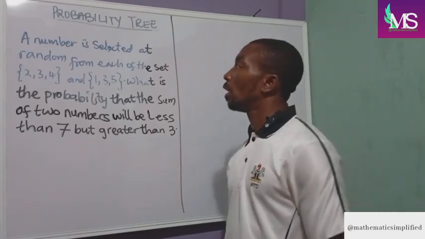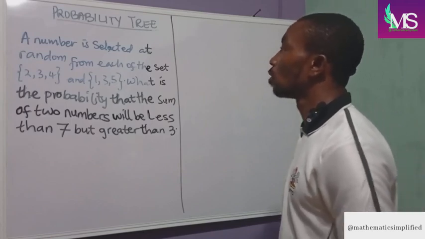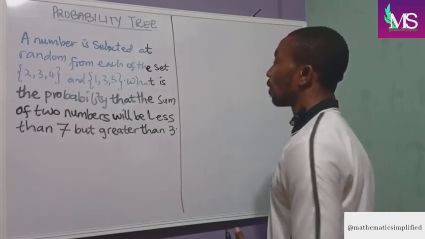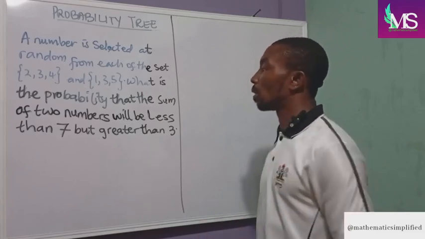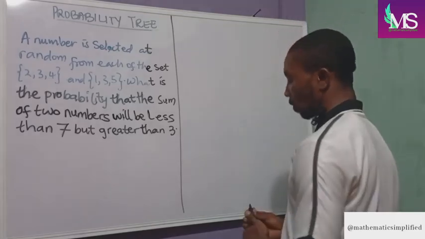Welcome back. A number is selected at random from each of the sets 2, 3, 4, and 1, 3, 5. What is the probability that the sum of two numbers will be less than 7 but greater than 3?